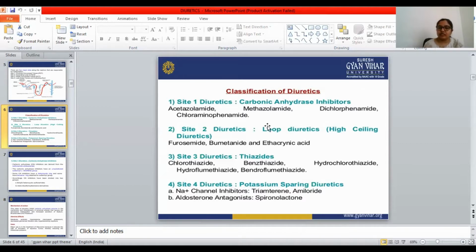So we will discuss the carbonic anhydrase inhibitors and the loop diuretics, which is today's topic. In the carbonic anhydrase inhibitors, we will see how to synthesize acetazolamide, the mechanism of action, and the SAR of the carbonic anhydrase inhibitors, as well as the loop diuretics in today's class.